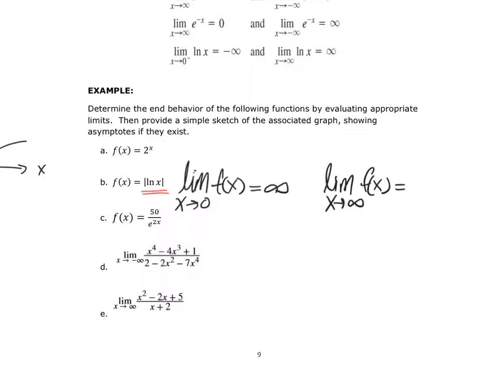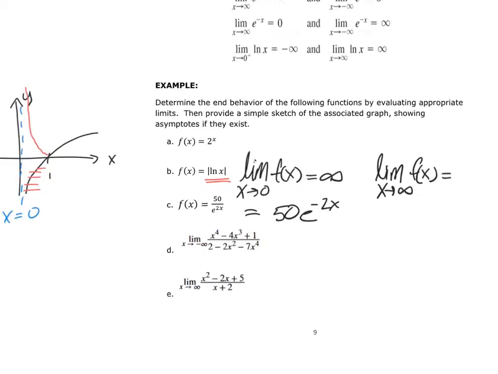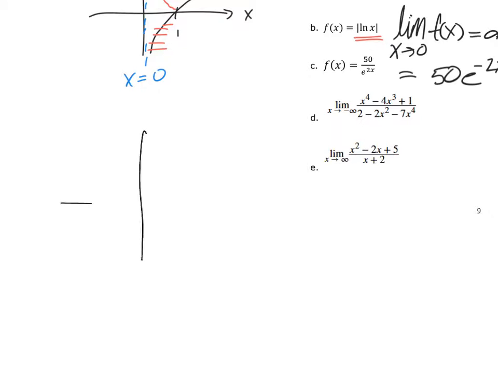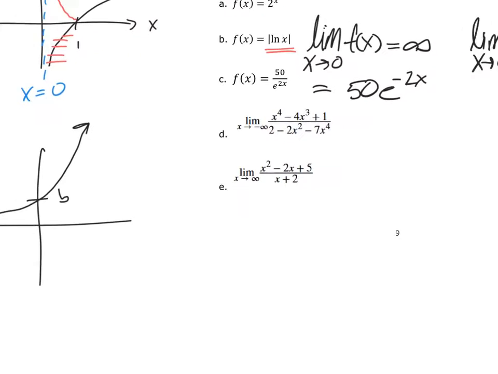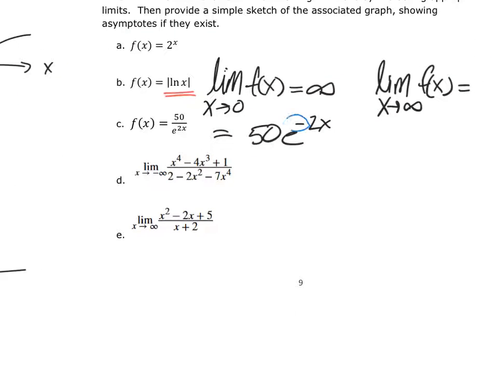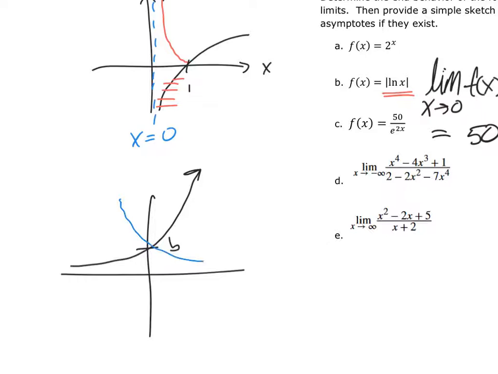Okay, so on C, what you want to do is write this as 50 times e raised to the negative 2x. The reason you want to do that is because exponential functions all look like this, in which they're going to go through whatever their base is, provided, of course, their exponent is positive. So if their exponent is negative, in this case, what does that do to my graph? It has a reflection across the y-axis. So that negative is going to take it and do this to it.